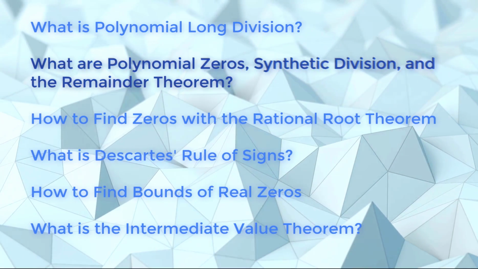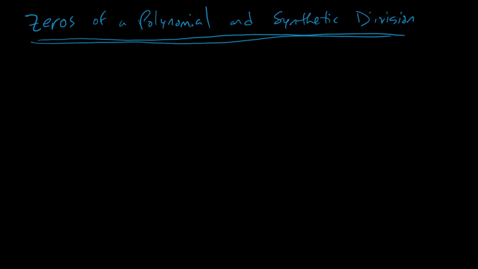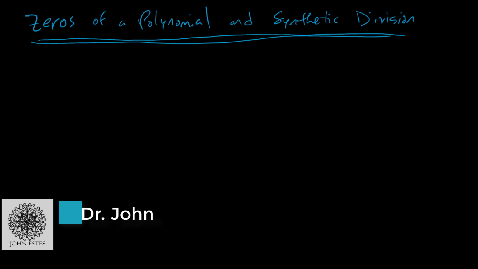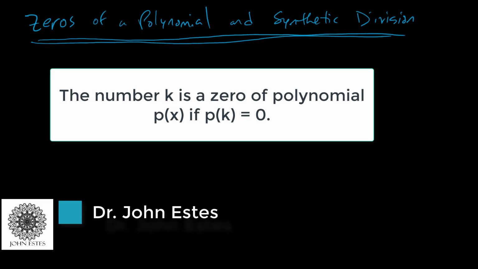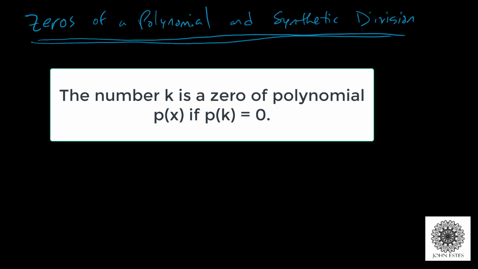Okay, I want to talk about the zeros of a polynomial and along with that synthetic division. The way we define a zero is we say the number k is a zero of the polynomial p of x if p of k equals 0. So in other words, when I plug k into my polynomial, I get 0.